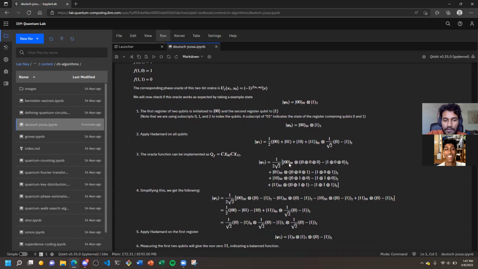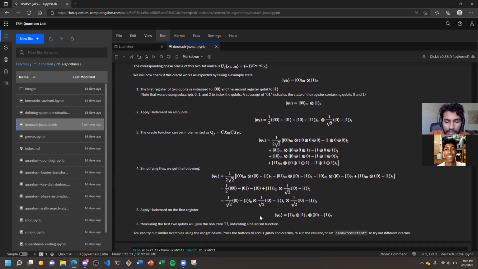So this is the probability of 0 and 0, and this is our state that we add. This is our 0, 1 probability. This is our 1, 0 probability. And this is our 1, 1 probability. And simplifying this, we get the following. At the very end, we have 1 over square root of 2 of 0 minus 1 over here, and this is for the 0th qubit. Then we have 1 over square root of 2 of 0 minus 1. This is the 1 qubit, and then we have 1 over square root of 2, 0 minus 1.